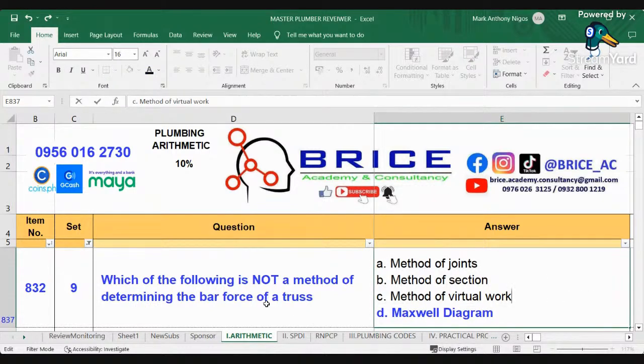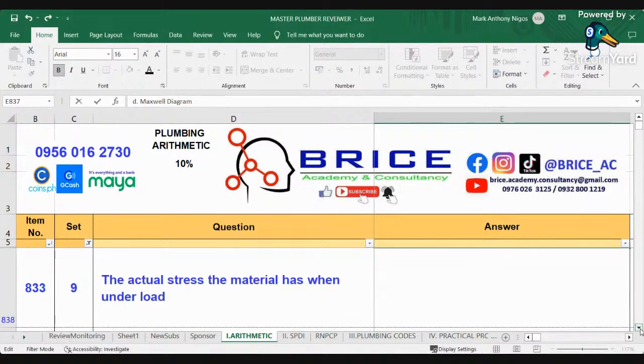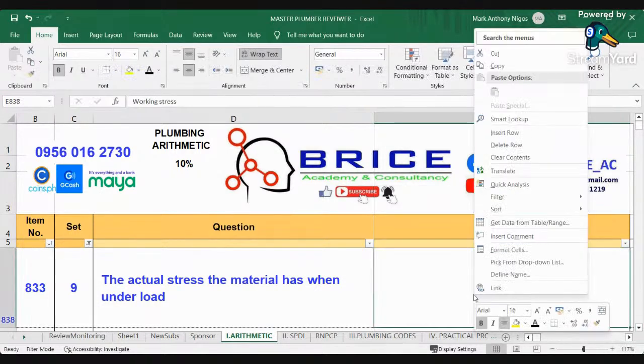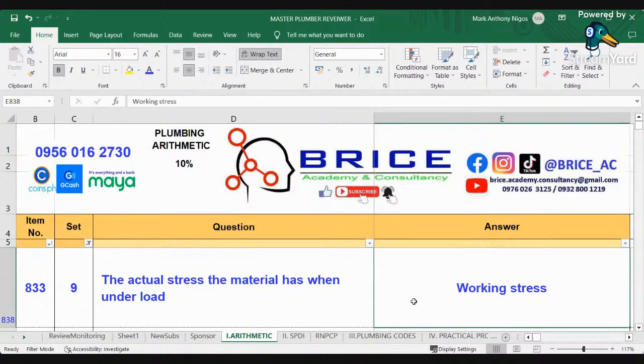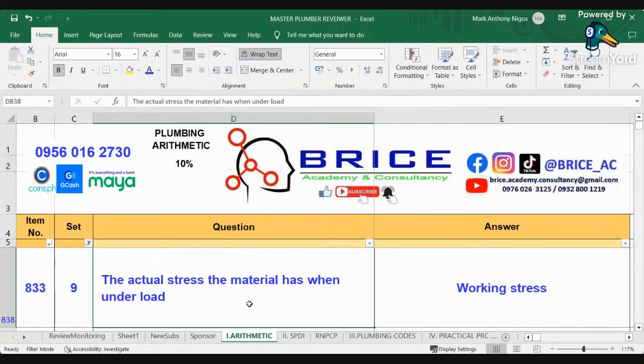The others are methods of determining the bar forces of a truss: method of joints, method of section, method of virtual work. So the Maxwell diagram is not a method of determining the bar forces of a truss. 833. The actual stress the material has when under load. The answer is working stress. Under load, meaning it is already in use.